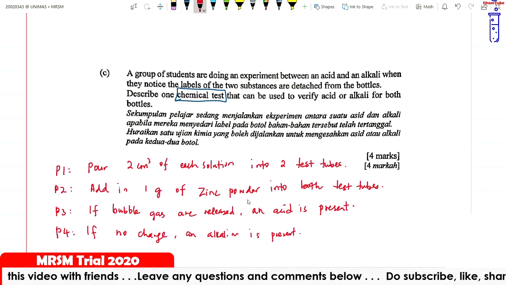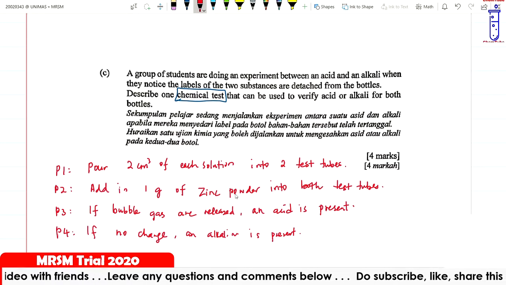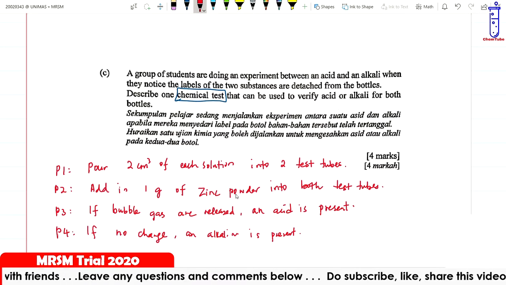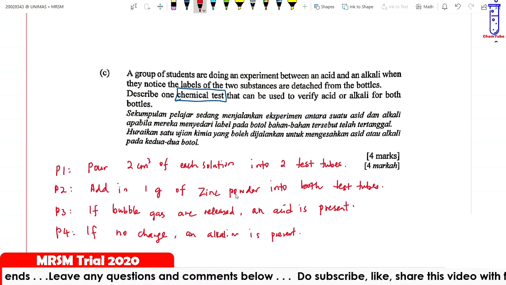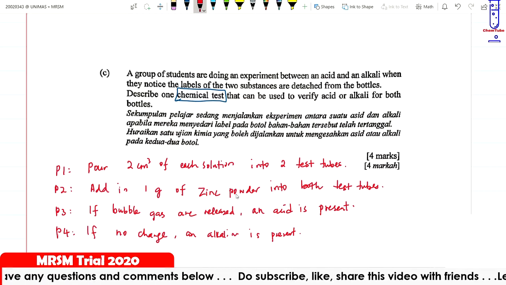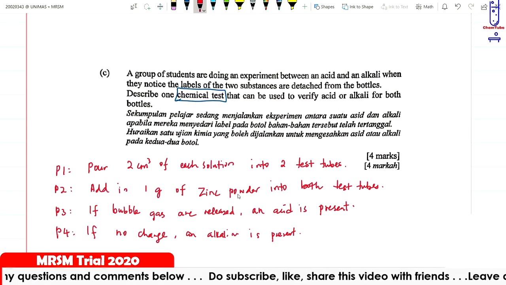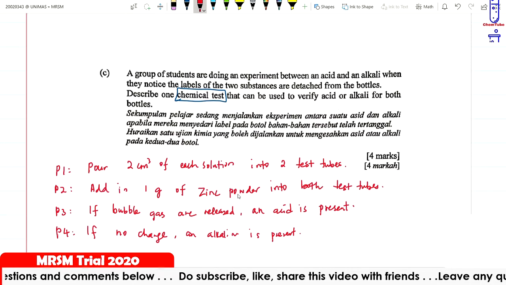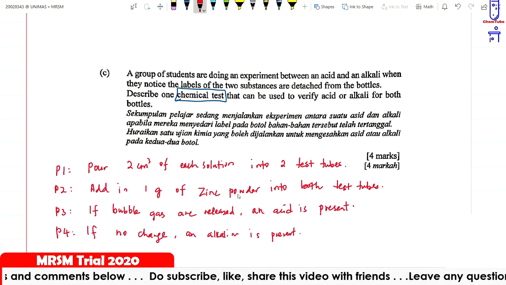Okay, so this is the easiest way. Besides the metal powder, we can also use a metal carbonate, like zinc carbonate or calcium carbonate. Then if it is an acid, it will release carbon dioxide gas, and you will see bubbles. If no change, then it is alkaline.